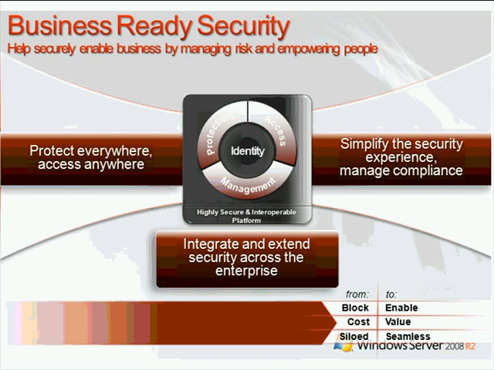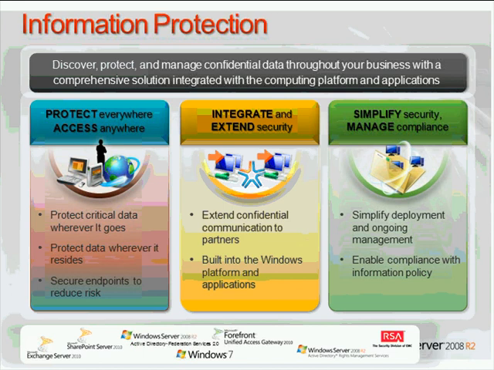So from block to enable, from cost to value, and from silo to seamless is the point that this particular slide talks to you about. Now the next part is information protection. Again, the same points we just talked about. And if you see over here, this is the family of products that we are offering from Microsoft to achieve these three goals: protect everywhere, access anywhere, integrate and extend, and simplify and manage.